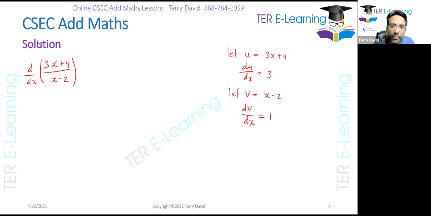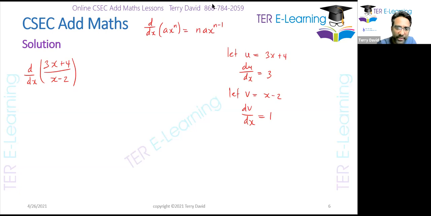Just remember when we are differentiating something like d on dx of ax to the power n, this is our differentiation rule: it's n a x to the power n minus 1. That's essentially what I'm using here. Now, we've let u equal 3x plus 4, and we've let v equal x minus 2.